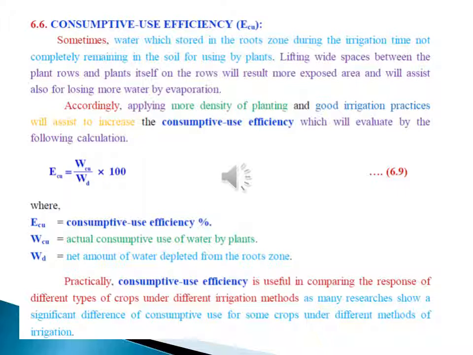Consumptive use efficiency: sometimes water was stored in the root zone during the irrigation time, not completely remaining in the soil for use by plants. Leaving wide spaces between the plant rows, and between the plants themselves on the rows, will result in more exposed area and will also assist in losing more water by evaporation. Accordingly, applying a higher density of planting and good irrigation practice will assist in increasing the consumptive efficiency, which we evaluate by the enclosed equation.